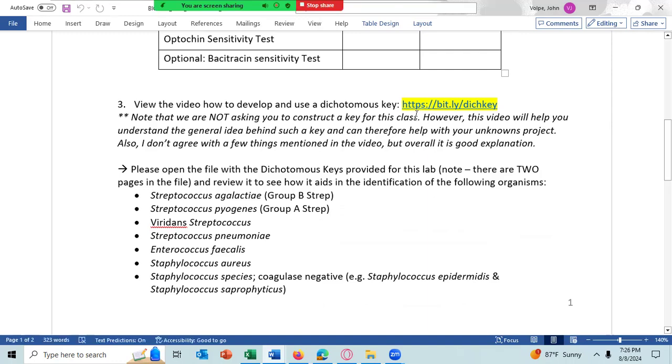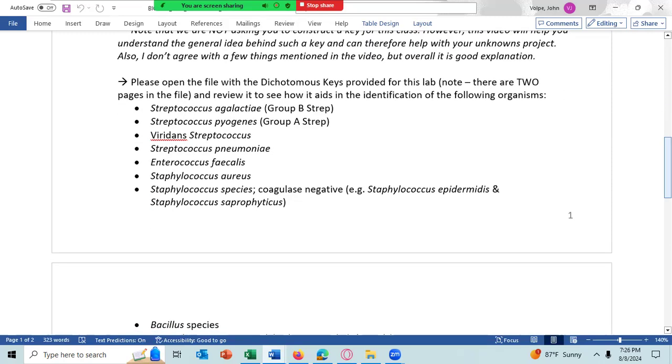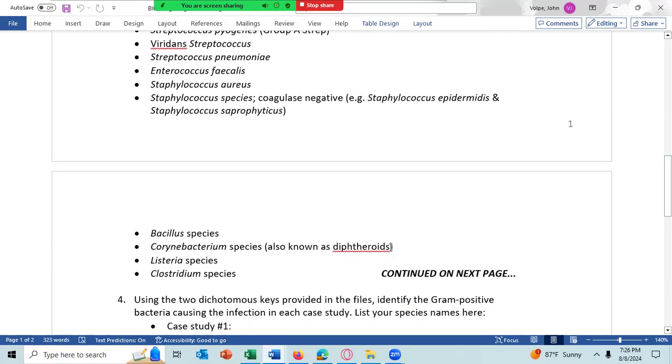And the lead instructor said he didn't agree with a few things mentioned in the video, but overall, it's a good explanation. And then you need to open the dichotomous key in Canvas, as well as the case studies to work with these bacteria here.